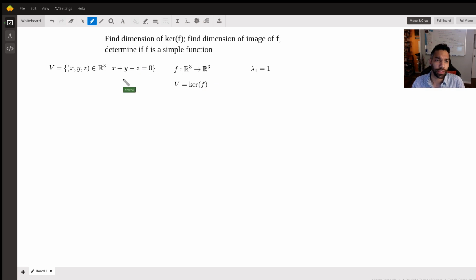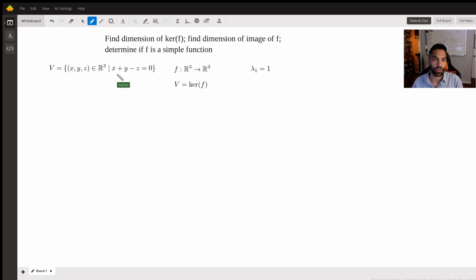So we're given a set V, we're given a function f, and we're told to find the dimension of the kernel of f, find the dimension of the image of f, and to determine if f is a simple function. The first two are a bit more straightforward. So let's just take a look, right?